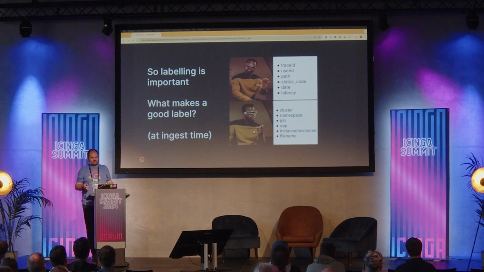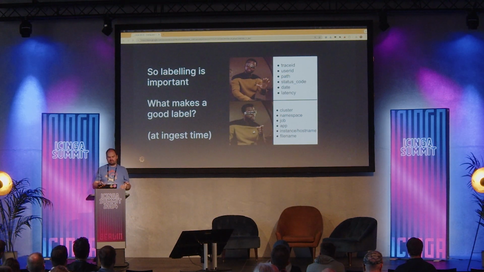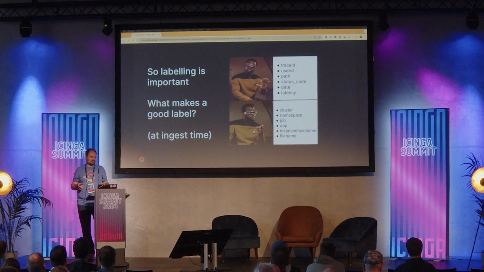Things that rarely change are really good, like a cluster or namespace. They're really good for labels and help you get your data back really fast. But others that have high cardinality are usually not meant to be indexed in that way.